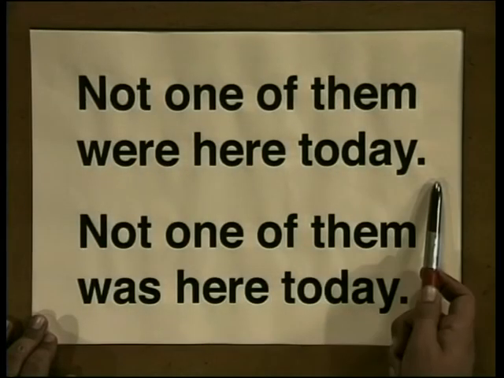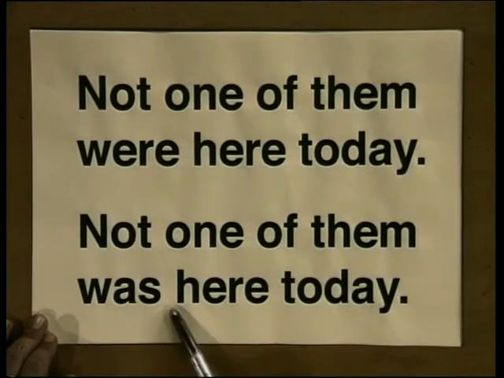It sounds complicated, but it's actually not. First language English speakers find it easy to almost instinctively follow the rule. Not many of us are likely to say, "There is all at school today." We hear that the verb is wrong, and so we correct it to, "They are all at school today." But sometimes it's more difficult to hear the correct form. So for example, which of these two is correct? Not one of them were here today, or not one of them was here today.